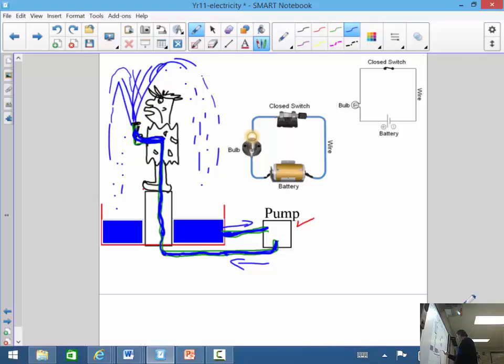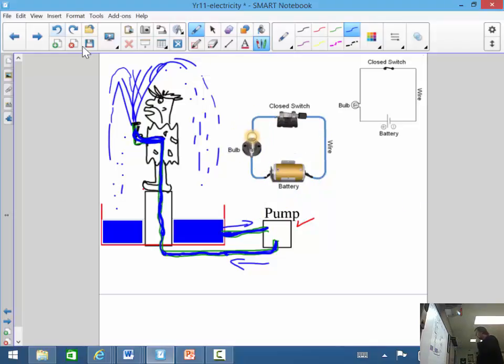The pump is representing the battery, or the energy source, the power source for your circuit. The water is representing your charges flowing around your circuit there. And obviously there's got to be some place to use the energy. In the case of the fountain, it's the fountain coming out and being pushed to a great height here, whereas in the case of the circuit, it's the bulb. Alright, so there's your energy being used there.